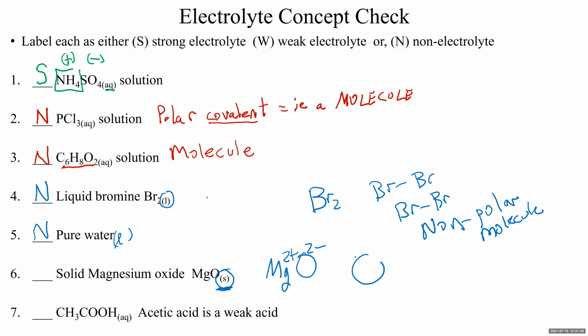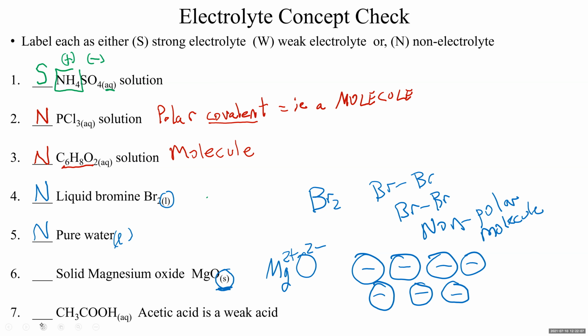Remember what the solid state looked like? The solid state was just a bunch of ions locked together, rigidly held in fixed positions. So here are your oxides, and then you have your magnesium ions in the interstitial spaces in between those oxides. You have this rigid lattice. So how on earth is this going to do anything? It's not. This is also going to be a non-electrolyte. Solids do not act as electrolytes.